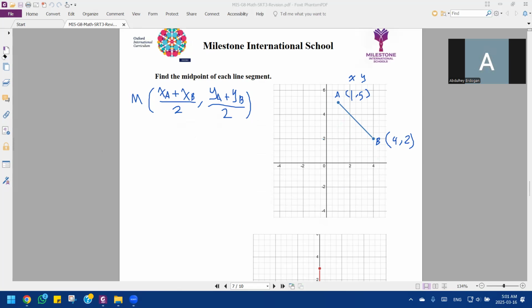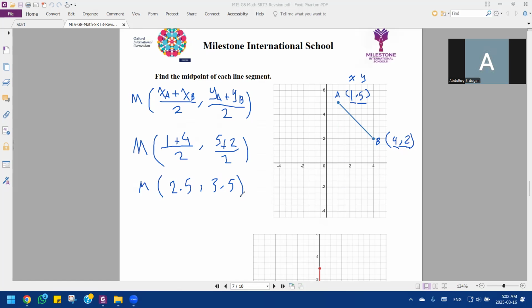Now we apply the formula. Let's see, it's very simple. So m, open bracket, xa, the x value of the point A, 1, plus xb, the x value of the point B, 4, over 2, then the y value, 5 from here, plus 2 from here, over 2. Now 1 plus 4 is 5. 5 divided by 2 is 2.5. 5 plus 2 is 7, over 2 is 3.5.